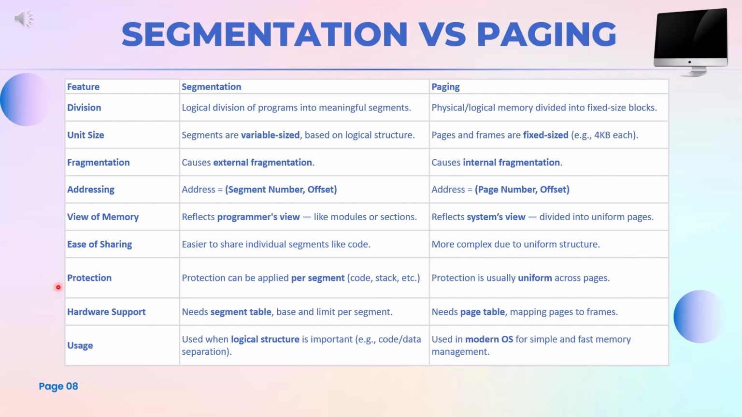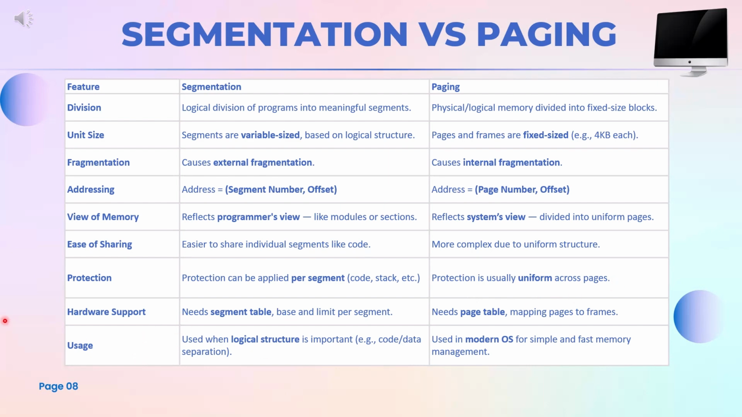Moving further, we have protection. In segmentation, protection can be applied per segment, like making code read only or stack non-executable. In paging, protection is uniform per page and may not always reflect logical divisions.